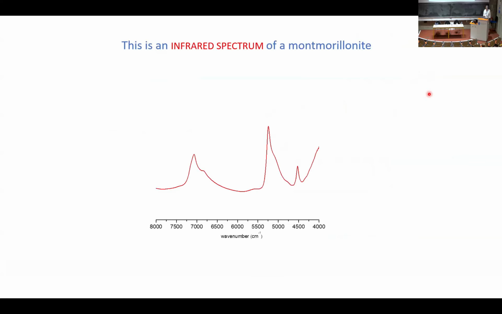Okay, let's start with the spectra. This is an infrared spectrum of a montmorillonite. This is a montmorillonite sample, and this is one type of infrared spectrum that you can collect from that. Actually, it's a near-infrared spectrum. It has to do with the units on the range of the x-axis. So we don't know what it is, but this is the ID for a montmorillonite.